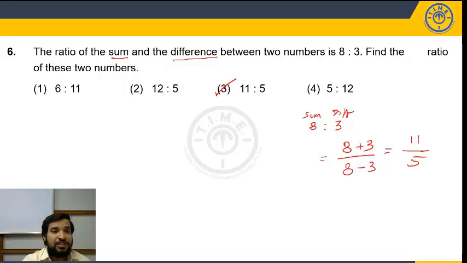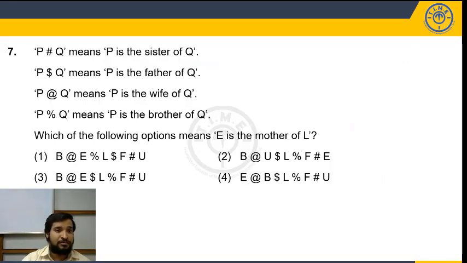Now we see the next question. Blood relation with symbols. P hash Q means P is the sister of Q. P dollar Q means P is the father of Q. P at the rate Q means P is the wife of Q. P percentile Q means P is the brother of Q. Which of the following options means E is the mother of L?